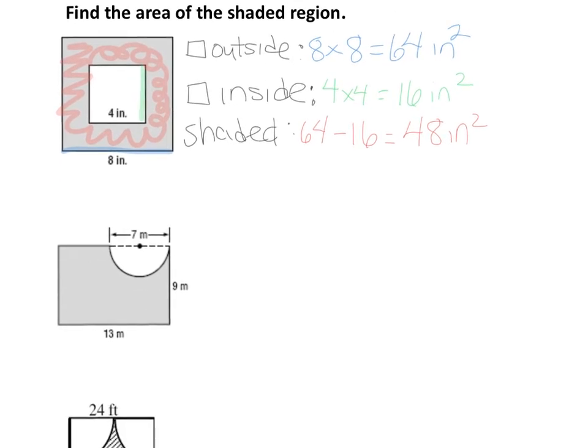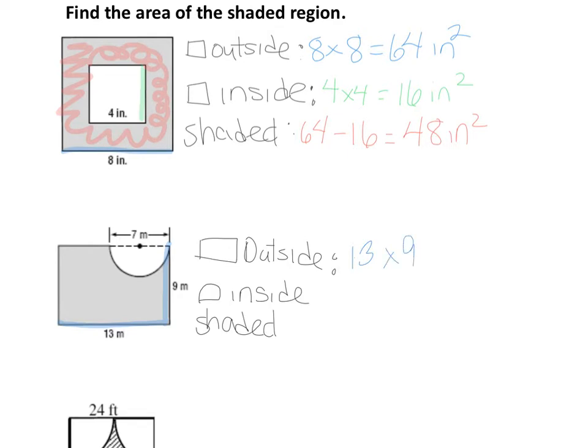Let's go through that same process for this one. When we look at it, we should note that we end up having a rectangle on the outside, and then we have a semicircle on the inside, and then we have a region or an area that's shaded. So first we have to deal with the outside shape. And if we notice, we have one side is 13, one side is 9. Therefore, to do the outside, we would do 13 times 9 because the area of a rectangle is length times width, and we get 117 meters squared.